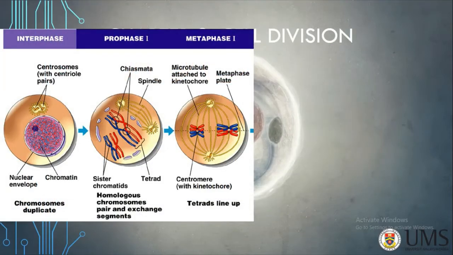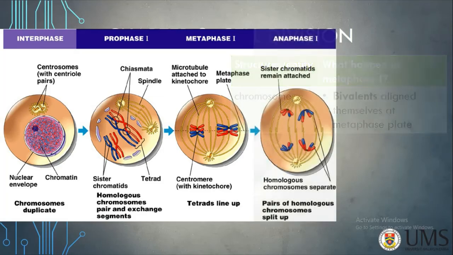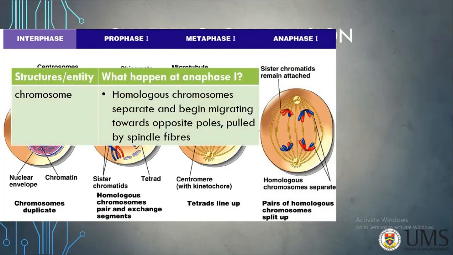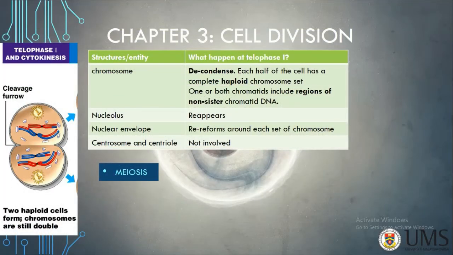And then we will move on to metaphase 1. In metaphase 1, instead of the chromosomes, the homologous chromosomes will be aligned at the metaphase plate. And during anaphase 1, the homologous chromosomes will start to separate and begin migrating towards the opposite poles, pulled by the spindle fibers. Compared to anaphase in mitosis, where only the sister chromatids move, in anaphase 1, the homologous chromosomes separate and move to the opposite sides of the poles. And finally, we will move to telophase 1 and cytokinesis.